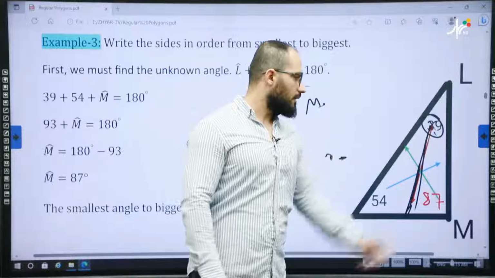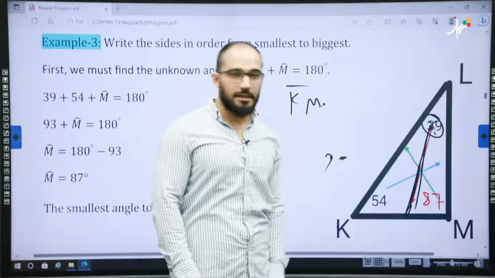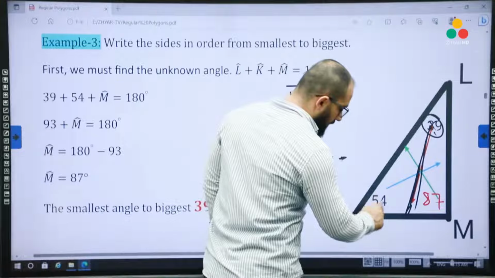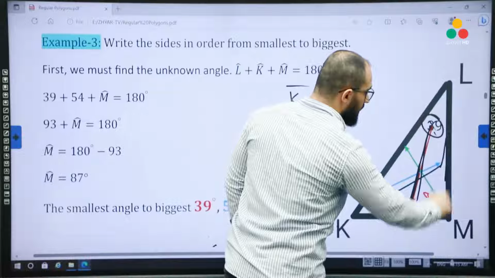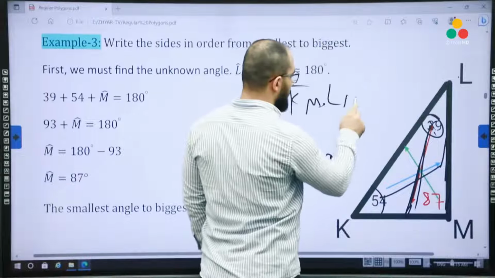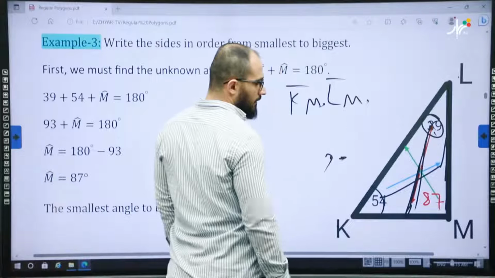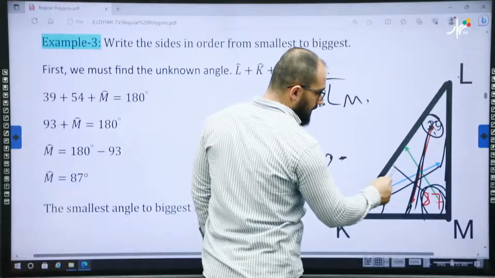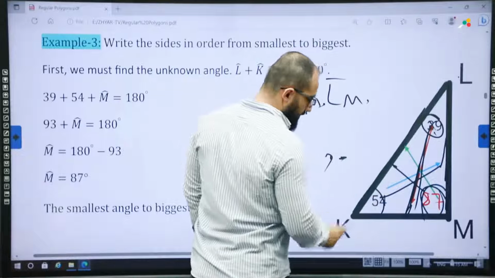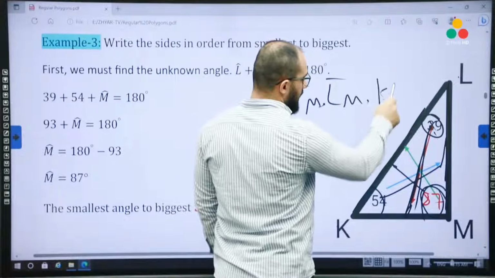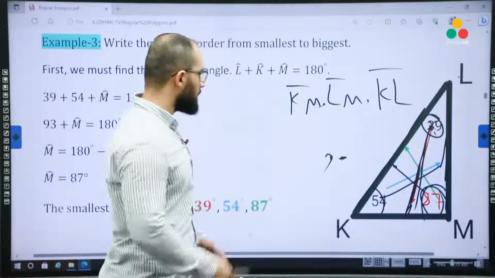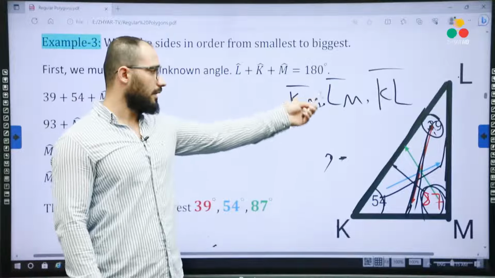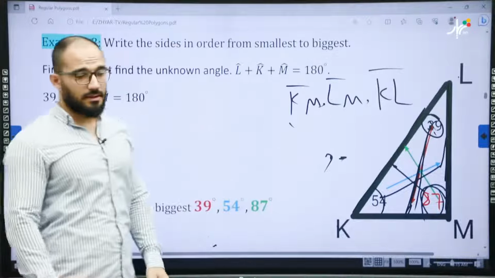So 39 is out. After that, between 54 and 87, of course 54 is smaller. Then the opposite of that angle is that side, LM. Finally, we have 87. This is the last angle, the greatest. The opposite of that angle is that side, KL. So this is the order from shortest to the longest. I told you before you can write MK or KM, LM or ML. It's fine, it's the same.